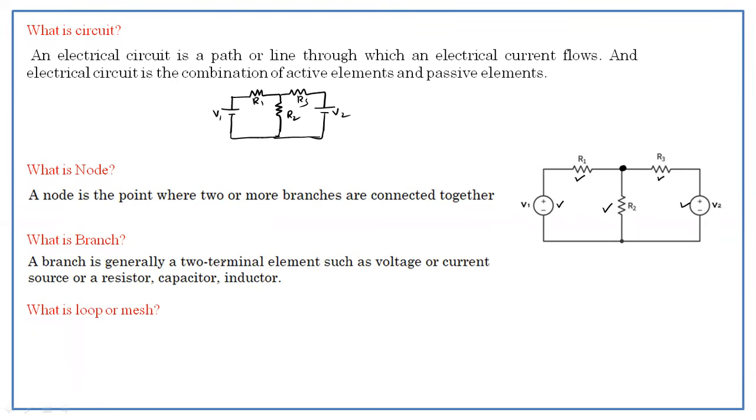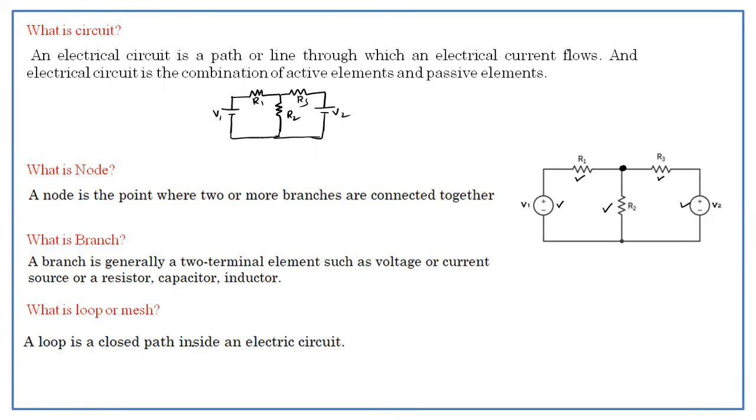A branch is generally a two terminal element. Between two terminals, there is an element. That's why it is called a branch. A node is where two or more branches are meeting at one point. That is called a node.